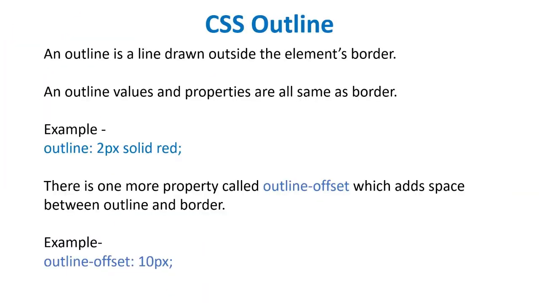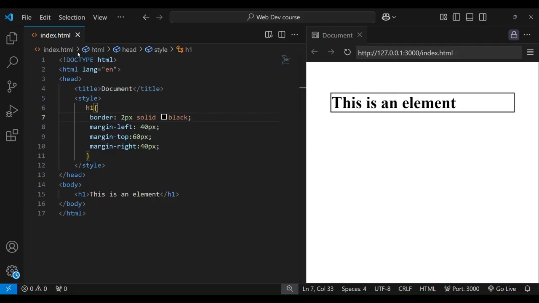An outline is similar to a CSS border. It can be considered as a border for a border. Outline property values and properties are all the same as CSS border. Example: outline: 2px solid red. There is one more property called outline-offset which adds space between the outline and the border. Example: outline-offset: 10px. Let's see a quick demonstration of how it works.